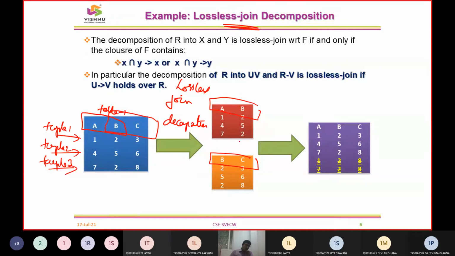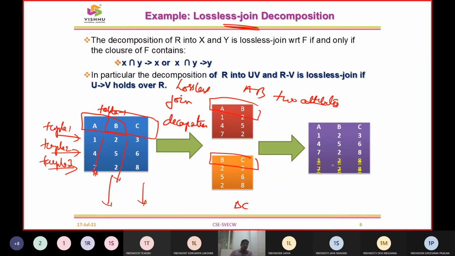Now what we are going to do is, we are taking only 2 attributes, A and B, followed by B and C. So what we can check here was 1, 2, 4, 5 and 7, 2, that it is going to append to A and B. We have taken it. Next one, we take up B and C, that is 2, 5, 2 and 3, 6, 9.